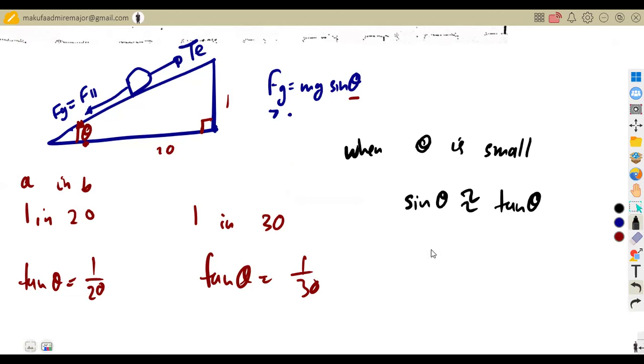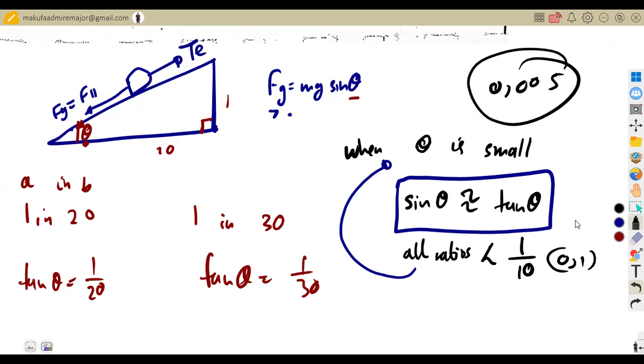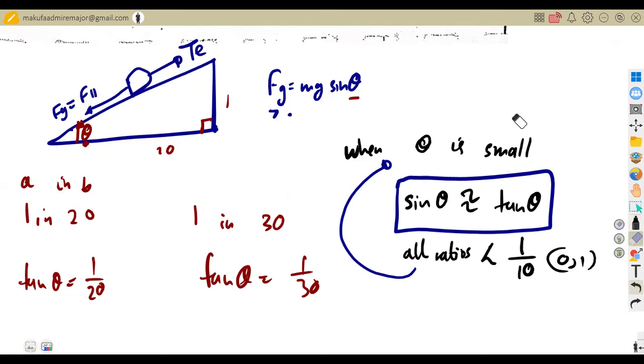But in terms of ratio, we are simply saying all ratios are less than 1/10. All ratios that are less than 1/10, we can use this approximation. It is considered as small. All ratios less than 1/10, remember 1/10 as a decimal is 0.1. So you can compare by using a decimal to say, is 0.005 less than 0.1? Yes, so it means it's a small angle. When you have that, in place of the sine of theta, you can use the tan of theta.